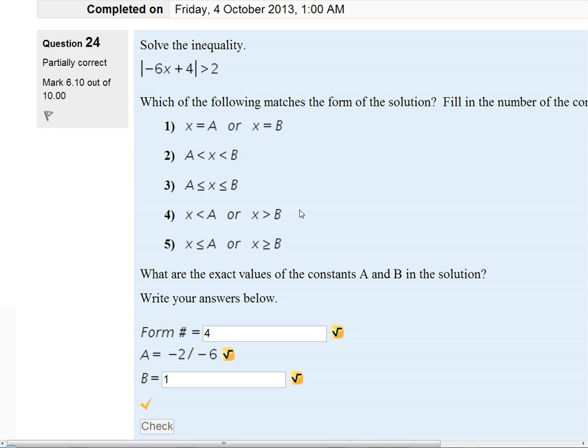Because the sign of the inequality, oh, what happened to my, darn it anyway, this always happens. Darn it, darn it, darn it.